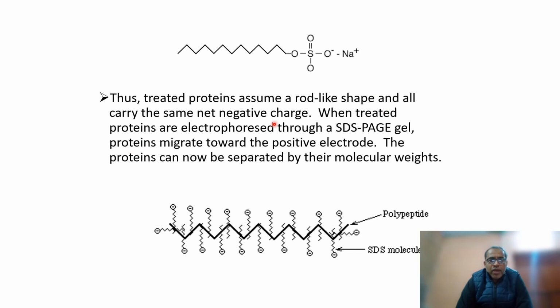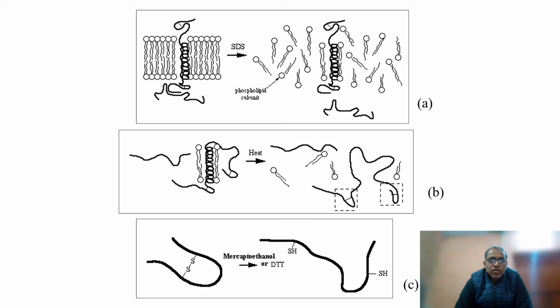So what happens when we treat with SDS? That would result in denaturation, and the treated proteins assume a rod-like structure that all carries the same net negative charge. So when you electrophorese them in the gel, the proteins will migrate towards the positive electrode, and then be separated depending upon their molecular weight.